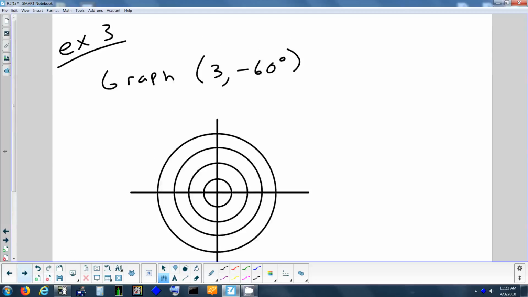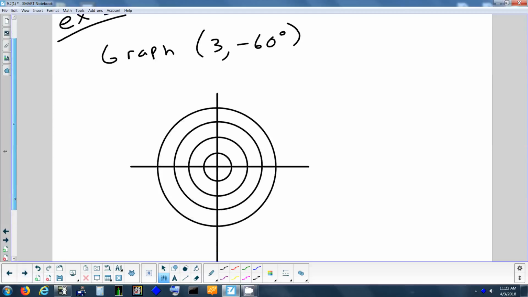All right. 3, -60. Ian, can you tell me how to graph that one? So go 3 to the right. Yep, we're going to go 3 to the right. So I'm just going to start there. 60 degrees clockwise. If I went halfway, Ian, how much would that be? 45. So let's just go a little bit past halfway.